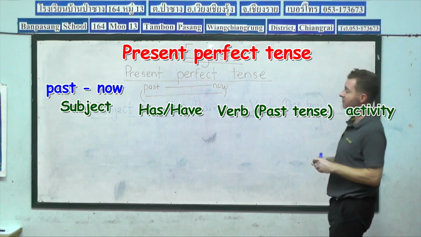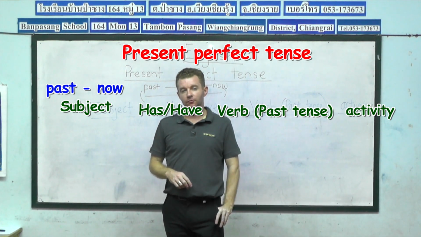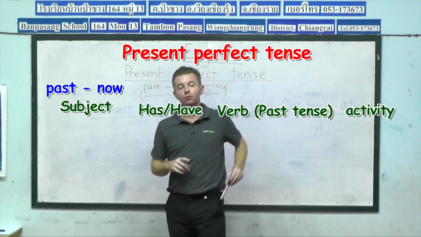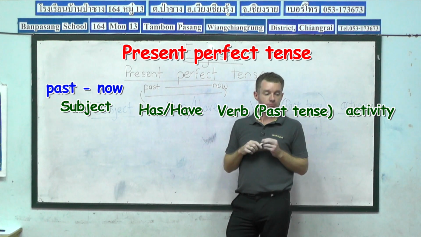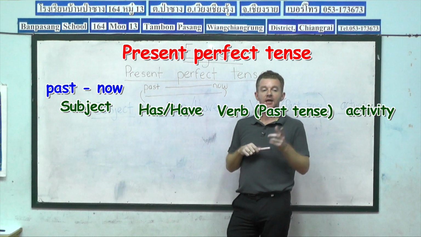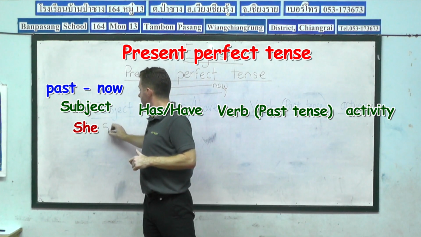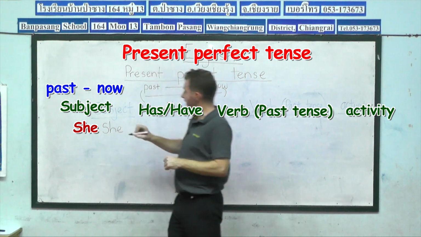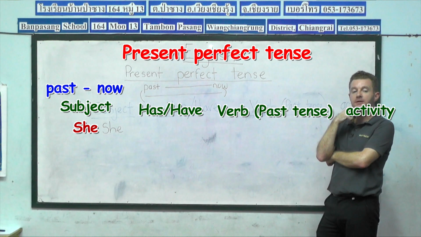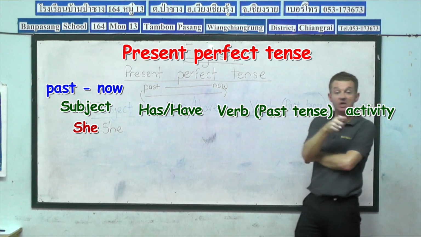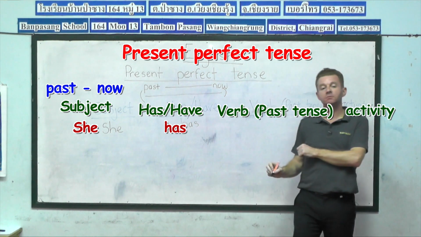So now I will give an example of how we can construct some of these sentences together. So guys, somebody give me a subject. Who shall we use as the first subject? Okay, Dan. So we will say she, because Dan is a girl. She, S-H-E. So if we're talking about she, do we use has or have in the present perfect tense? She has. Well done.